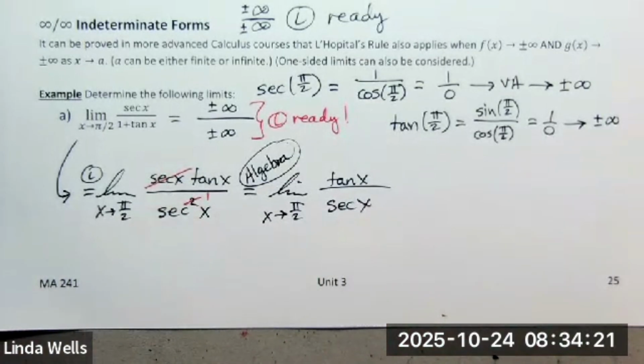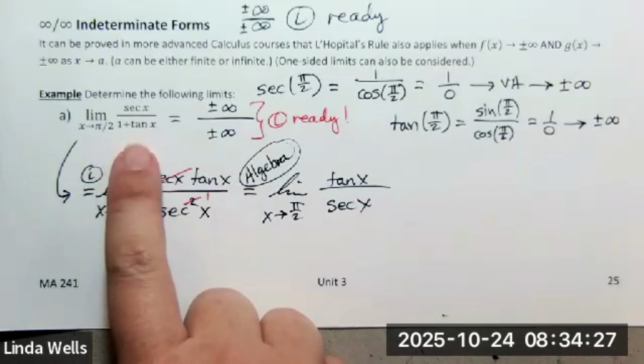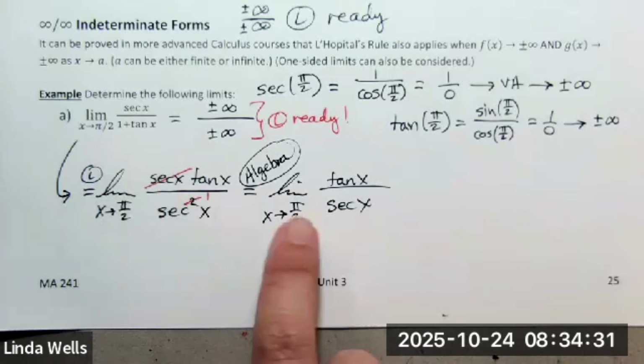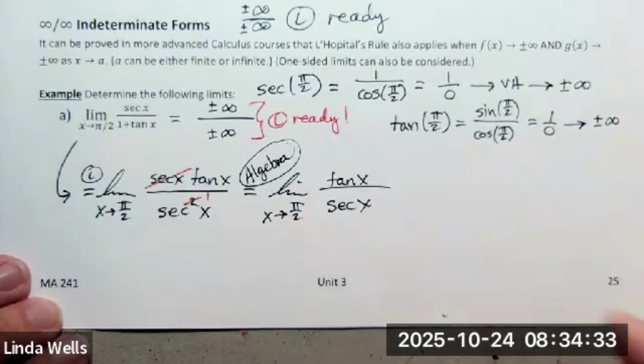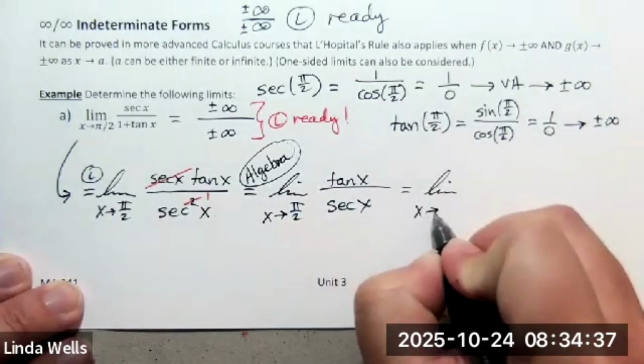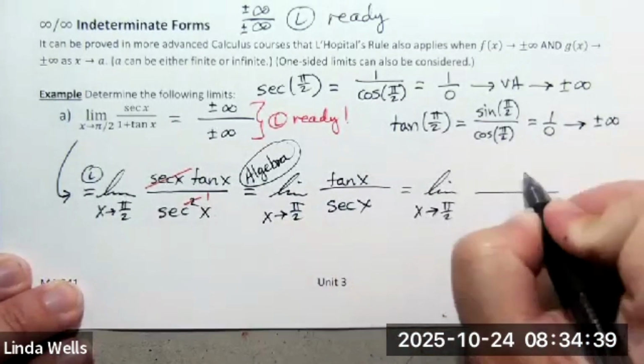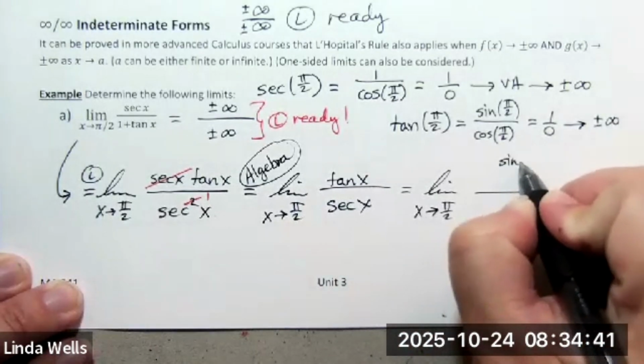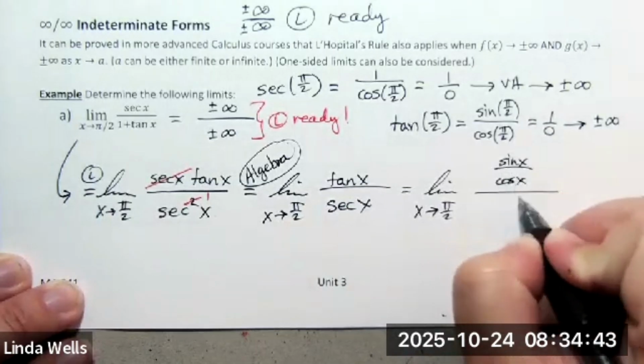If you continue to do L'Hopital here, you have to take advantage of the trig identities. You could not do that at the beginning because of the 1 in the bottom. It would not have simplified nicely. But here, you have just tangent and just secant, so you have to try identities. All right, so what is tangent? What is secant?